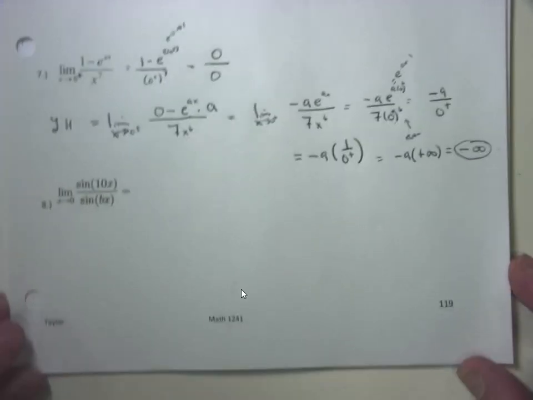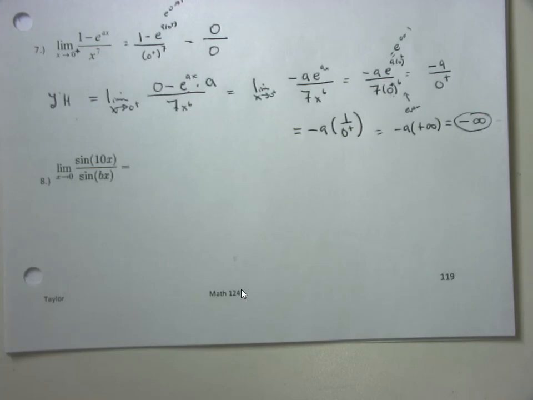So, what about the next one? Take the limit as x approaches 0 of the sine of 10x over the sine of bx. Stole this one off WeBWorK, just to let you know.